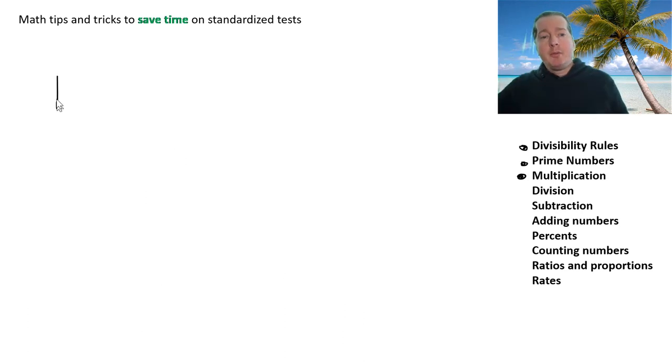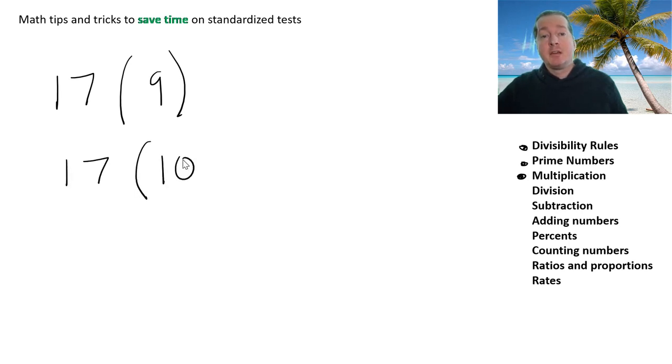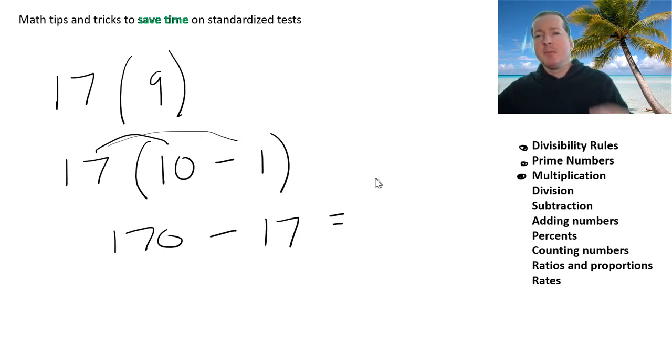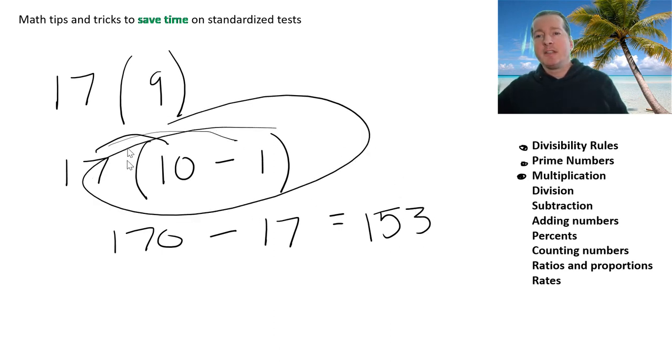Here's a good one to remember. How about multiplying by 9? How about 17 times 9? Well, 9 is the same as 10 minus 1. So that's the same as 17 times the quantity 10 minus 1. Here I'm not adding, I'm subtracting. 17 times 10 is 170, minus 17 times 1, of course, is 17. So 170 minus 17. Well, 170 minus 10 is 160, minus 7 is 153. So multiplying by 9, sometimes it's a little quicker to multiply by the quantity 10 minus 1.